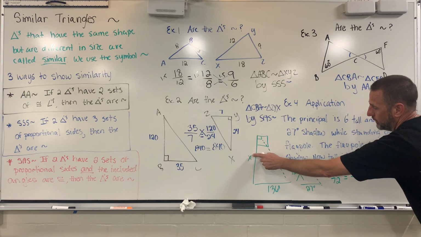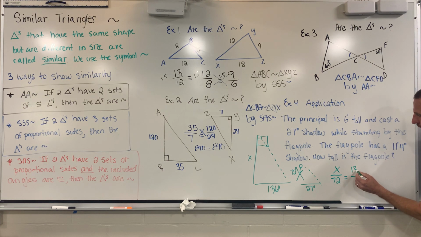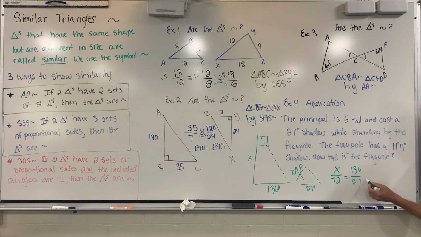Since I went flagpole, then principal, flagpole, then principal. So using cross multiplication, I have 27x equals 72 times 136. 9792. I'm double checking that just because it's, yep. Now divide both sides by 27.